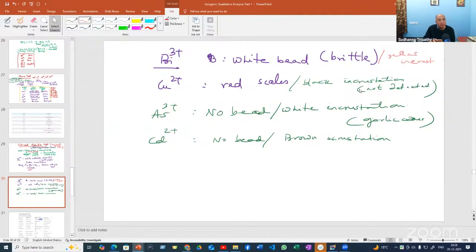It will also produce yellow. Bismuth oxide is yellow, and it will produce yellow when hot. And it will not mark paper. The bead will not mark paper.